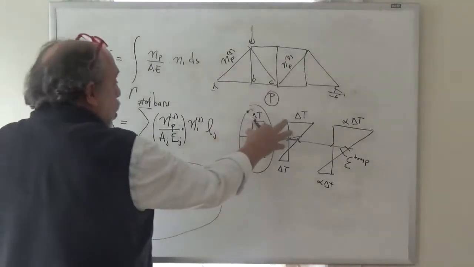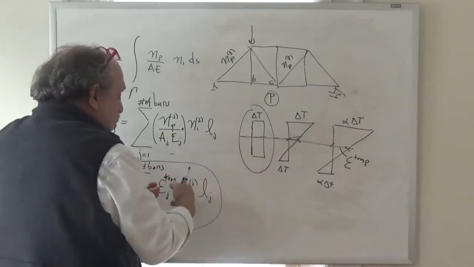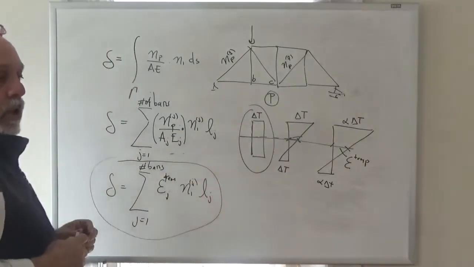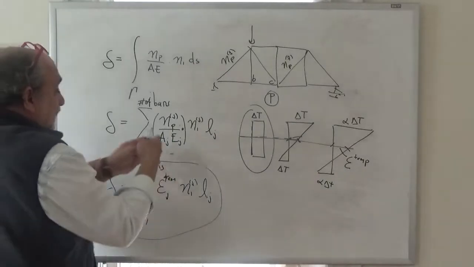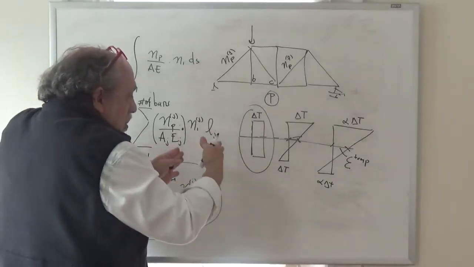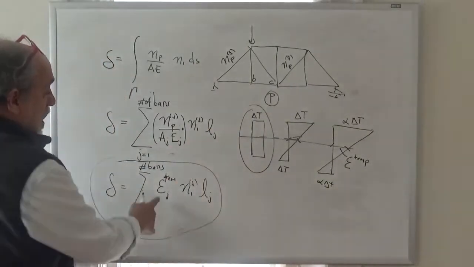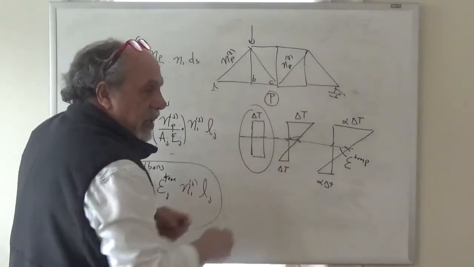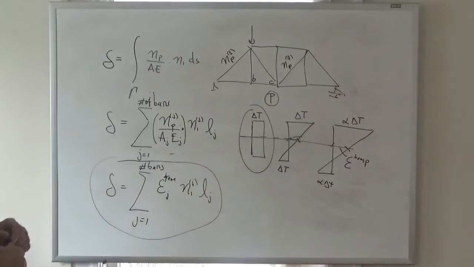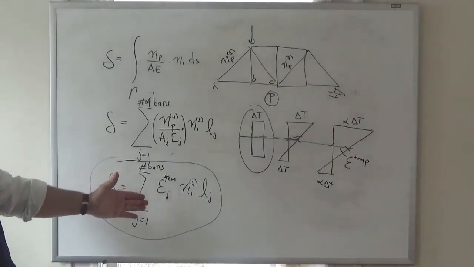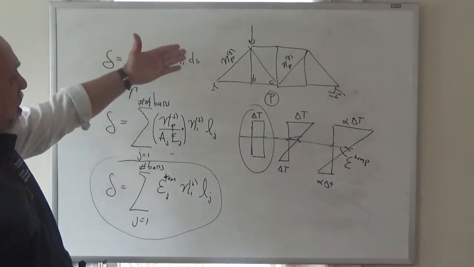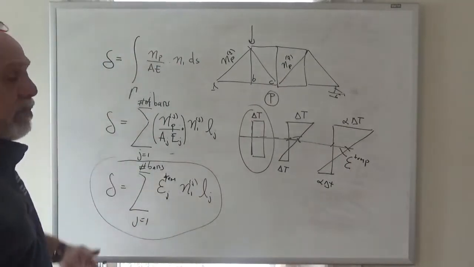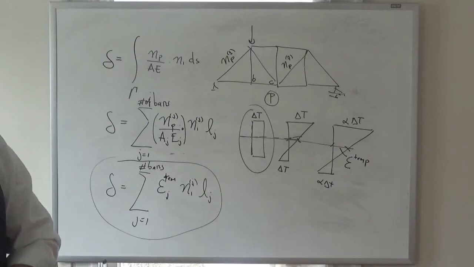If this temperature is a cooling, and the N1 were compression, they would also have the same sign. Otherwise, if this is a heating and the N1 is compression, then they would have different signs, because the heating would produce an elongation and the N1 is producing a shortening, right? So that is it. That's the formula. And if you have loads in addition to temperature, then you just simply sum the two effects, right?